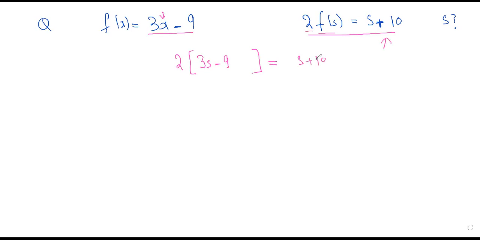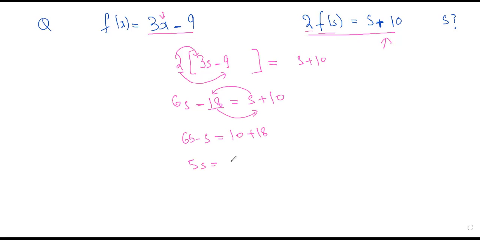I can multiply 2 with this. This would give me 6s, and I can multiply this with this one. This will give me minus 18 equals s plus 10. I'll take this to this side and this to the other side, and this will give me 6s minus s equals 10 plus 18. 5s equals 28, and s would be 28 divided by 5.